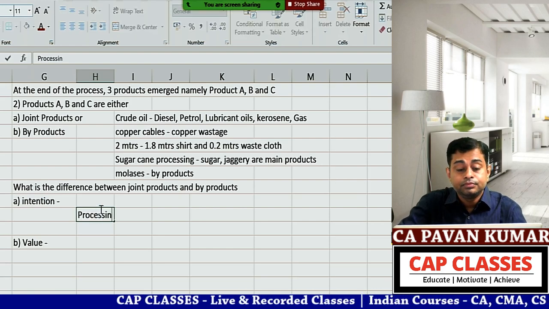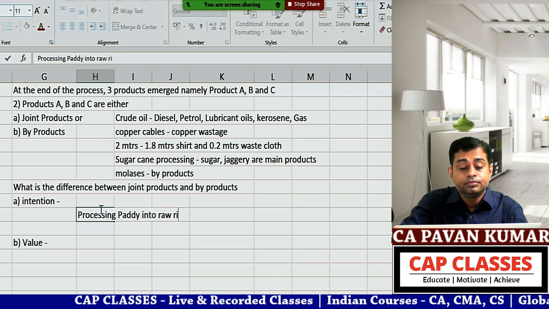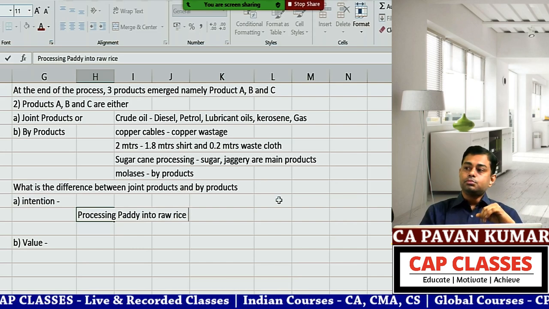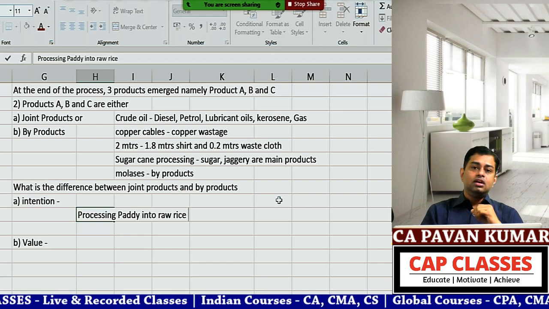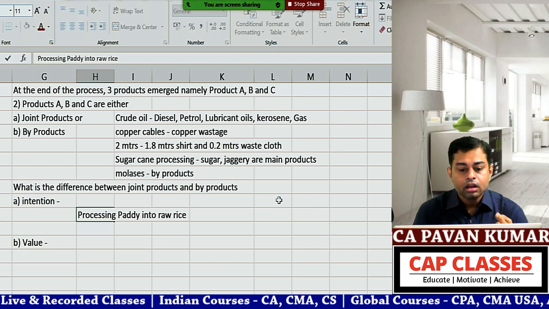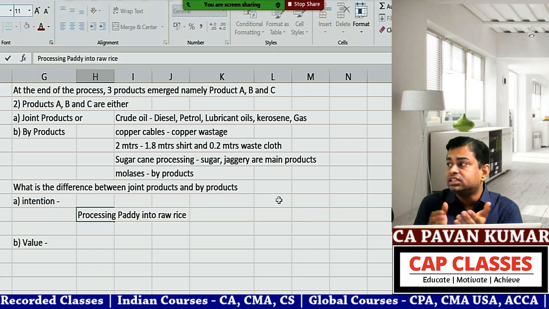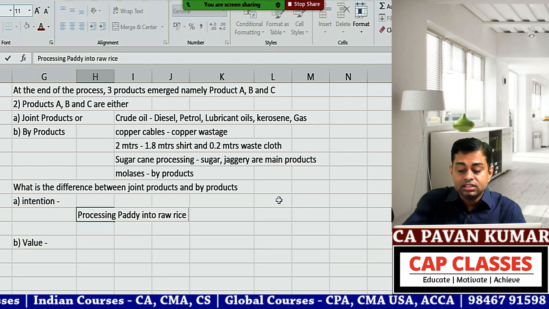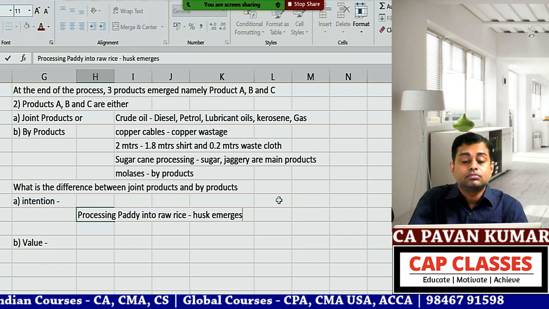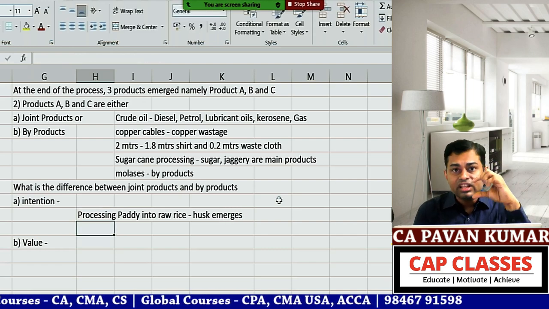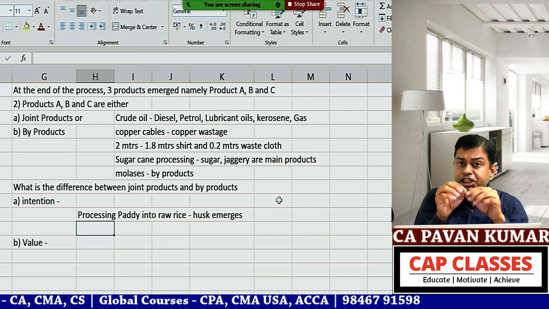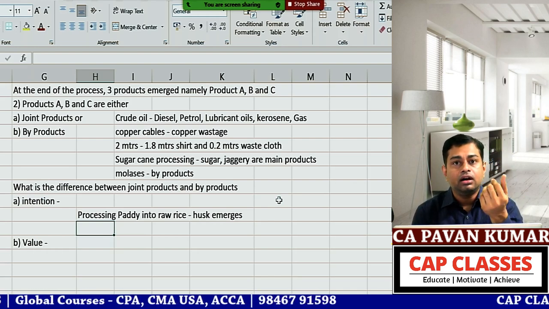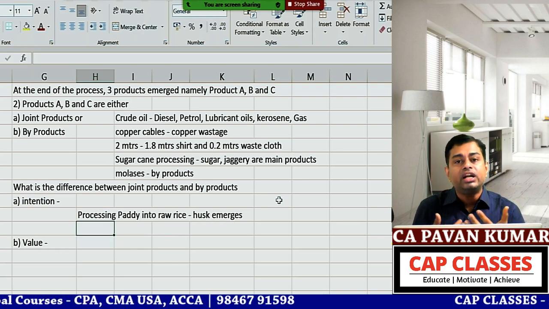For example, while processing paddy into raw rice, when you make it into raw rice, that means we go to the supermarket and buy rice, no? So while processing paddy into raw rice, husk emerges. What is husk? That is the layer of the paddy. You remove that wheatish, brown color peel, and when you peel that, the rice is inside. That husk will be huge in quantity.